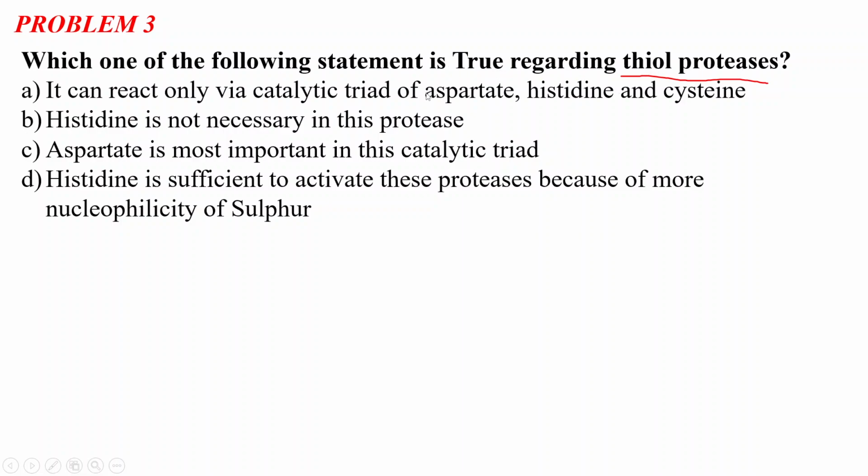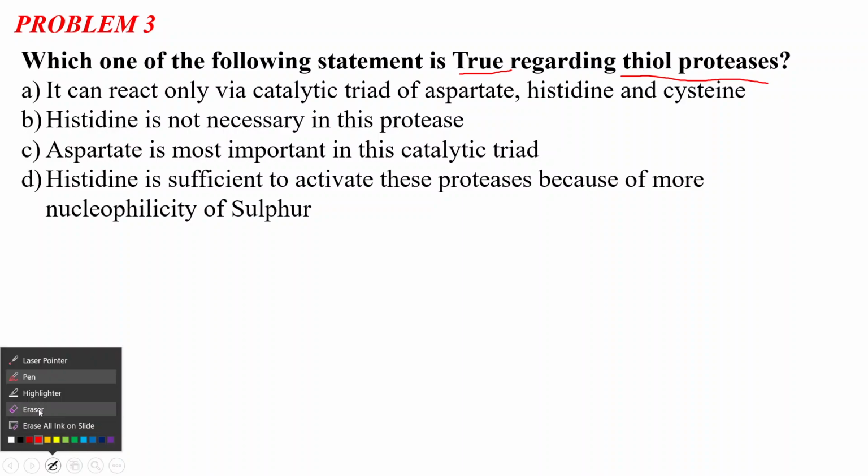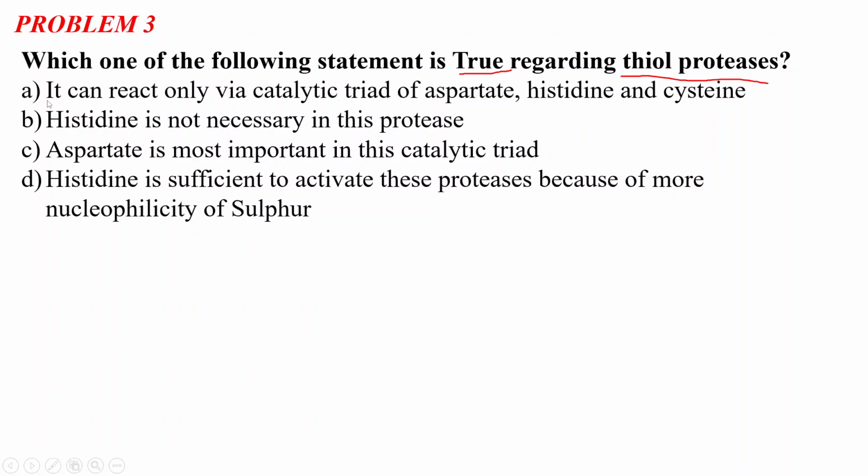Again I am saying, while answering this kind of true-false question, please read very carefully what the question is asking for, true or false statement. Here it is asking which of the following statements is true regarding the thiol protease, and we have four options. Option A: it can react only via the catalytic triad of aspartate, histidine and cysteine. Option B: histidine is not necessary in this protease. Option C: aspartate is the most important in this catalytic triad. And option D: histidine is sufficient to activate these proteases because of more nucleophilicity of sulfur.